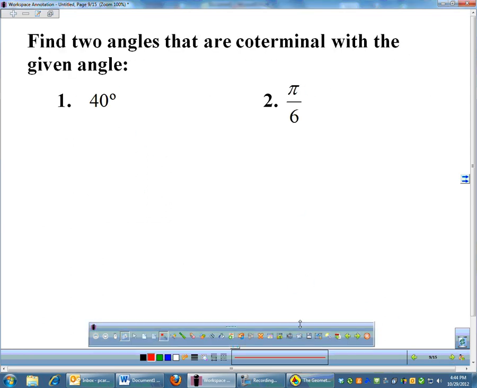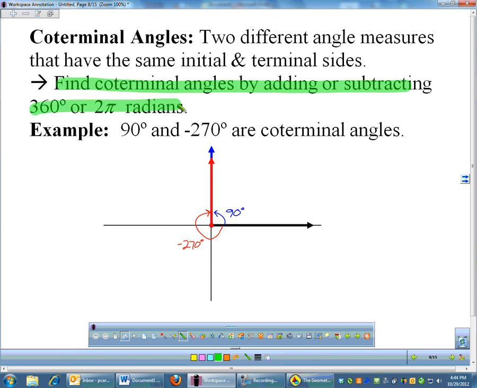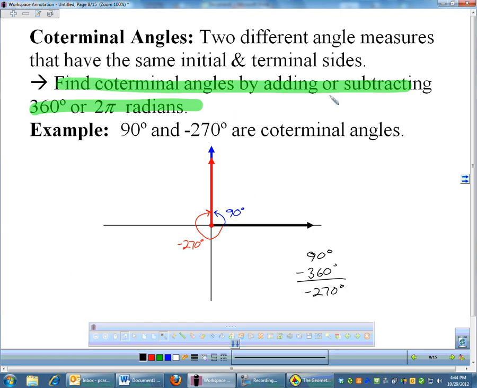So to find the coterminal side, and what I kind of breezed over, maybe I shouldn't have breezed over it, you find the coterminal angles by adding or subtracting 360 degrees or 2 pi radians. If you look at 90 degrees, if I subtract 360 degrees from that, you get negative 270, and that was the other coterminal side. So that's what I mean by adding or subtracting 360 or 2 pi, depending on what unit we're using.